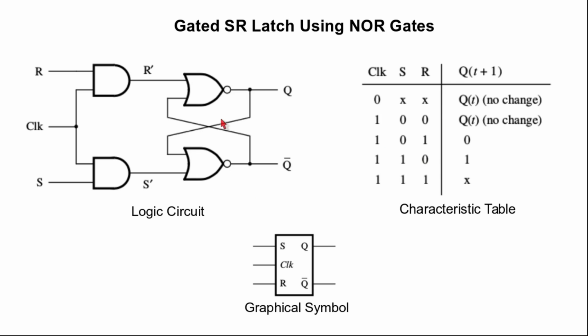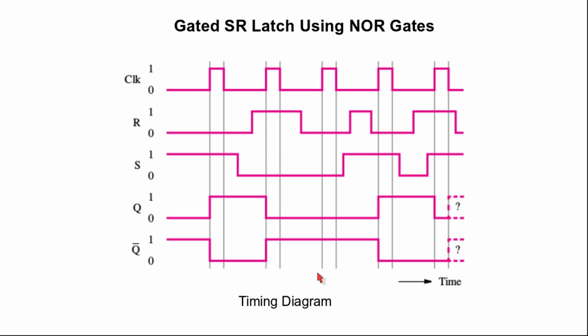So if you want to use the gated SR latch in a bigger logic circuit that you want to build, this is the graphical symbol for the gated SR latch. Here is a timing diagram and that shows the clock input, the R input and the S input. So given these three signals, clock, R and S, you can find out how the Q and Q prime output would look like.